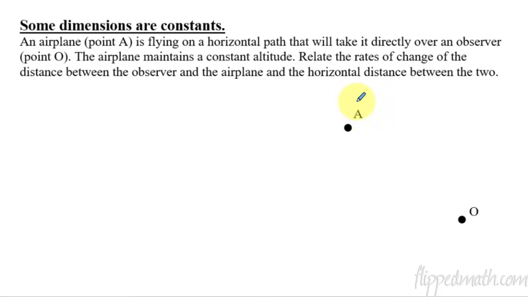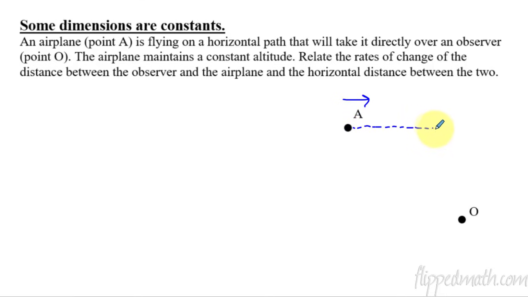What I did give you was A, the airplane, and O, the observer. So if you read through this, you can kind of follow along with what I'm doing. We've got an airplane flying horizontally. So it's flying until it goes directly over an observer. So it's going to be going this direction, right? So let's go ahead and draw that. It's going to be traveling this way.